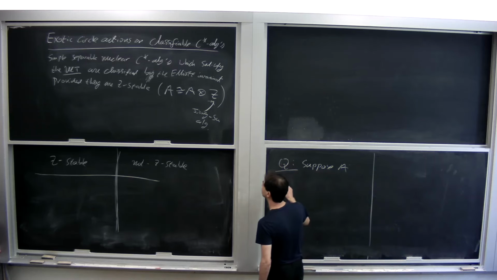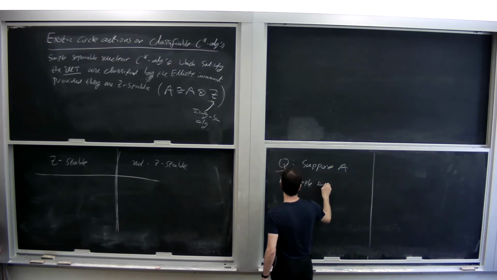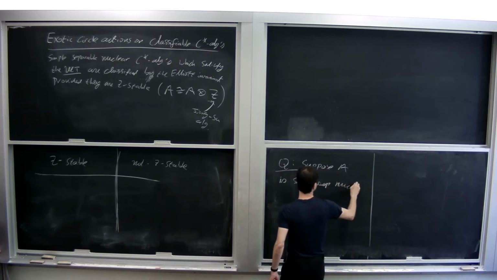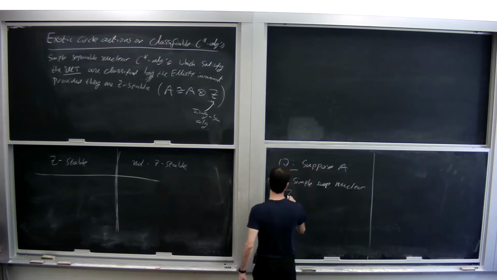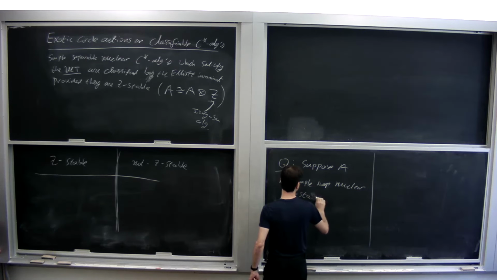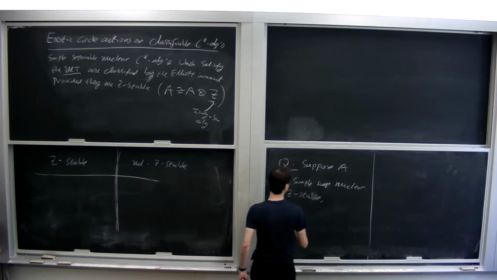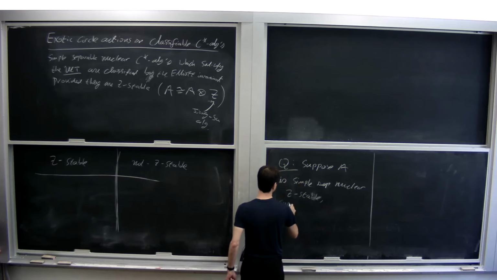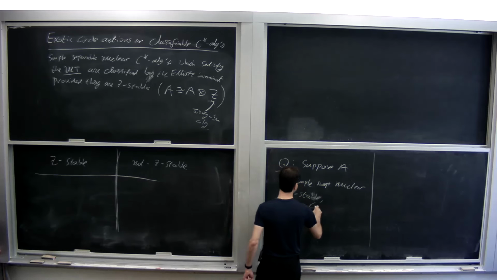So suppose A is simple, separable, nuclear, and Z-stable. And suppose, let's say, G is some amenable group.